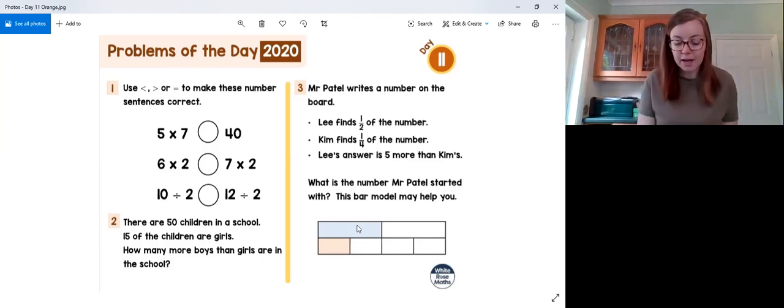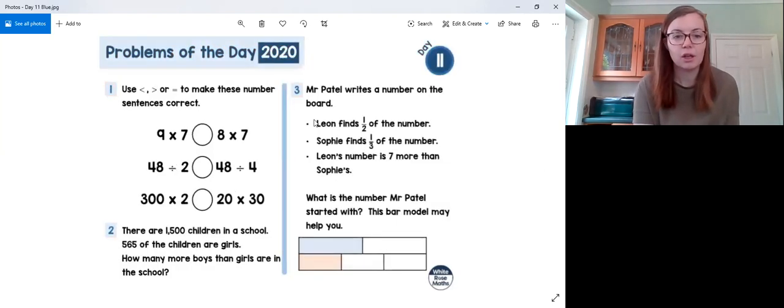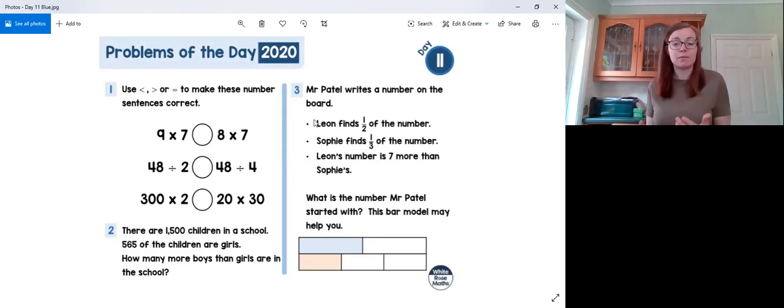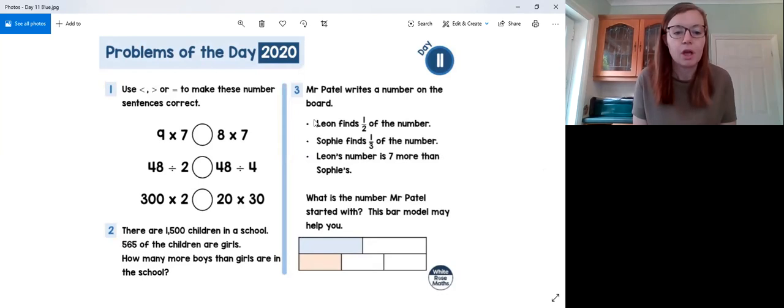Okay, well done. That is the orange questions done for today. So let's have a little look at the blue questions. Okay, so we're following the same theme as we normally do, but the numbers have got a little bit more challenging. So again, we're going to look at our less than, greater than, and equal signs to make these number sentences correct. But this time, we're not going to work out what any of them equate to. We're just going to use our number knowledge of multiplying and dividing and place value to decide which one must be greater.